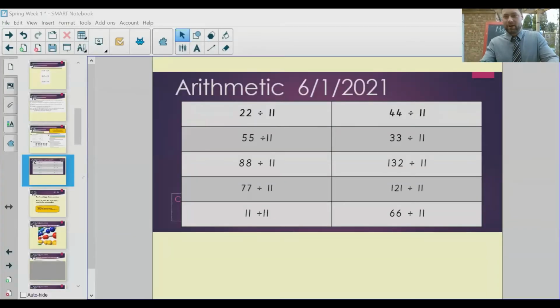So what I'm going to do is share my screen with you so we can see. Now, these are your arithmetic questions that you would have got in your flipped classroom. It's just the division facts for the 11 times table. So you can pause the video here. Again, time yourself to see how quickly you can do these questions, and then write down your score, and then you try to beat that score the next time you do it. So pause the video and answer the questions.